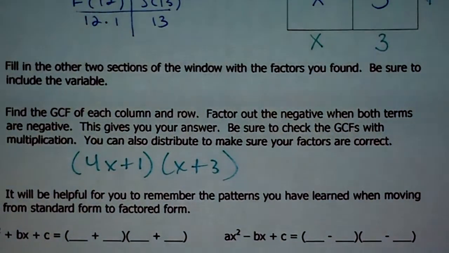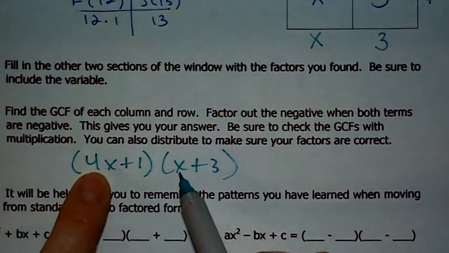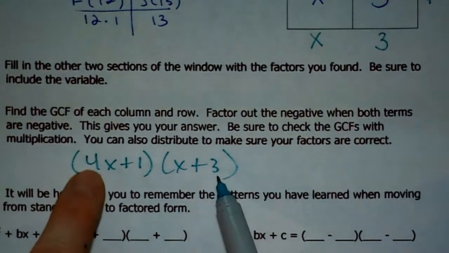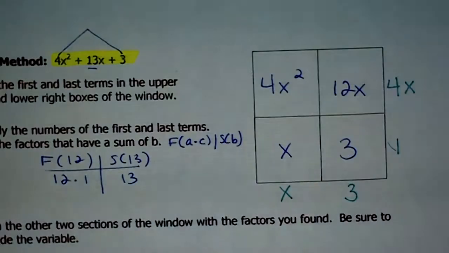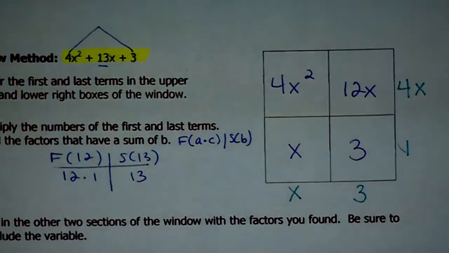Anyway, check it. 4x times x is 4x squared. Then I'd have a 12x and a 1x that would give me that 13 in the middle. And the 1 times 3 is 3. So you should always FOIL it out. You don't have to write it out, but FOIL it out in your head.